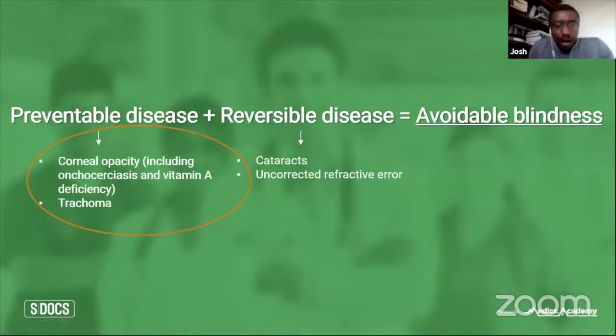So in part 1, I introduced this towards the end: avoidable blindness, preventable disease, and reversible disease. In this part 2, we're going to be looking at preventable diseases. We're going to be looking at the diseases that cause corneal opacity, and we're also going to be looking at trachoma as well. So all these diseases, they're not necessarily common in places like the UK, but they are common in other countries worldwide, and we will go through them in a bit more detail.